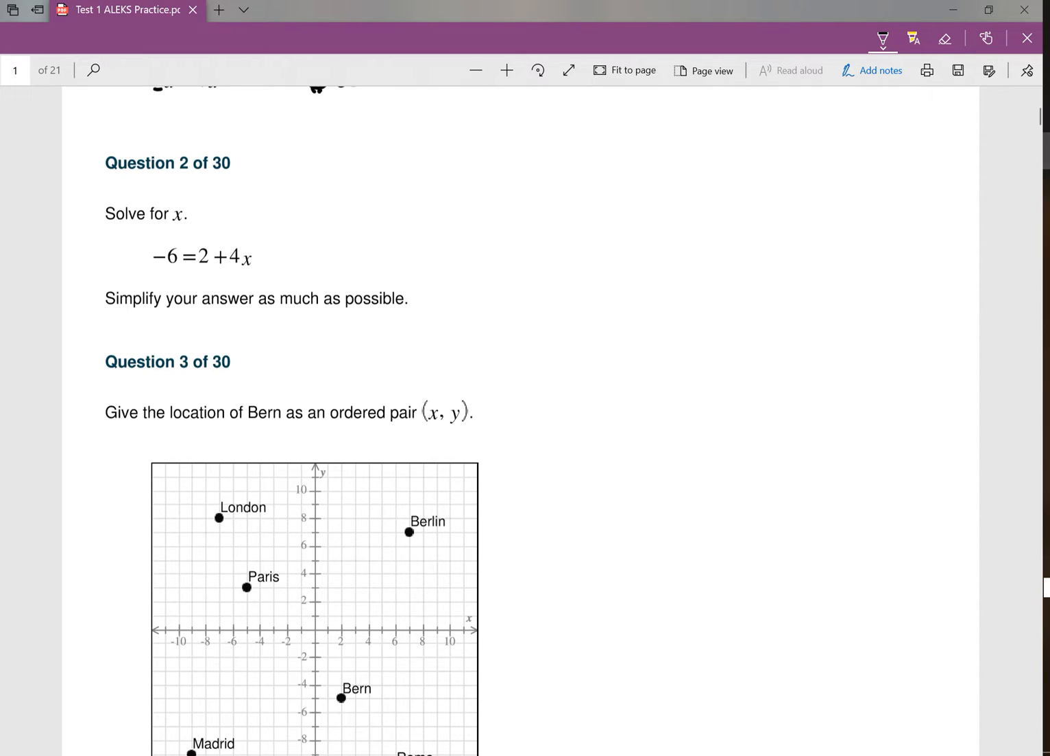Question number 2, it says solve for x, and so I have negative 6 is equal to 2 plus 4x, so the first thing I'm going to do is subtract that 2 on both sides. And I end up with negative 8 is equal to 4x, and I'm then going to divide by 4 on both sides. And I end up with x is equal to negative 2. This is going to cancel to 1.